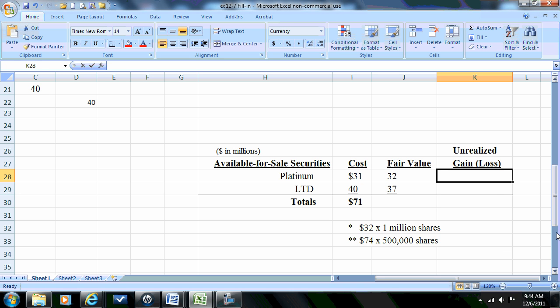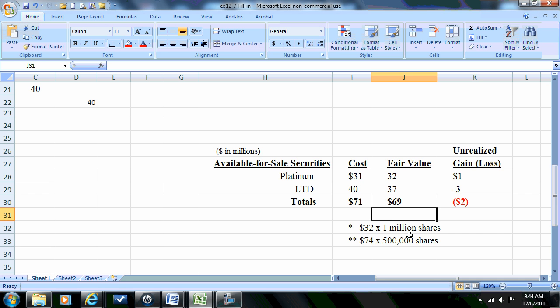For the Platinum, our fair value was 32, the cost was 31, so we have an unrealized gain of $1 million. For LTD, the fair value is 37, the cost was 40, so we have an unrealized loss of $3 million. And now I'm going to total up our columns, and the net amount we're going to report on the balance sheet for the value of our investments is $69 million.